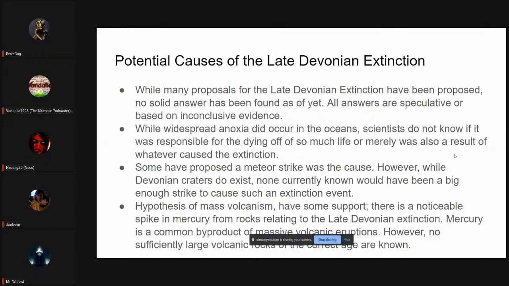Was that like that Tunguska? Yeah, that one. Yeah, I can't pronounce it. Also, I feel like I can pronounce it.